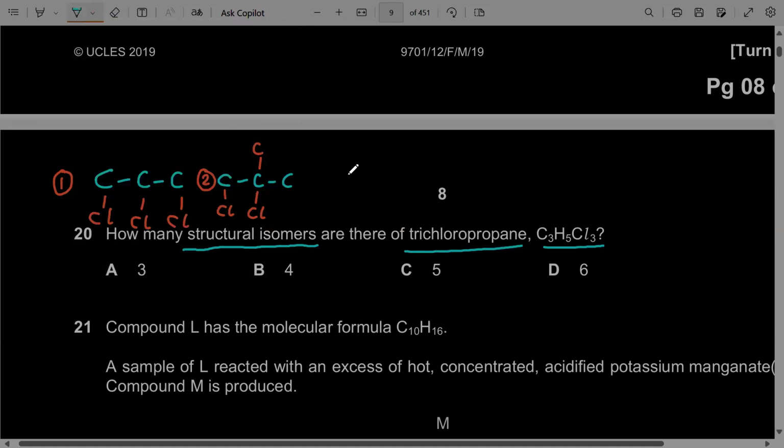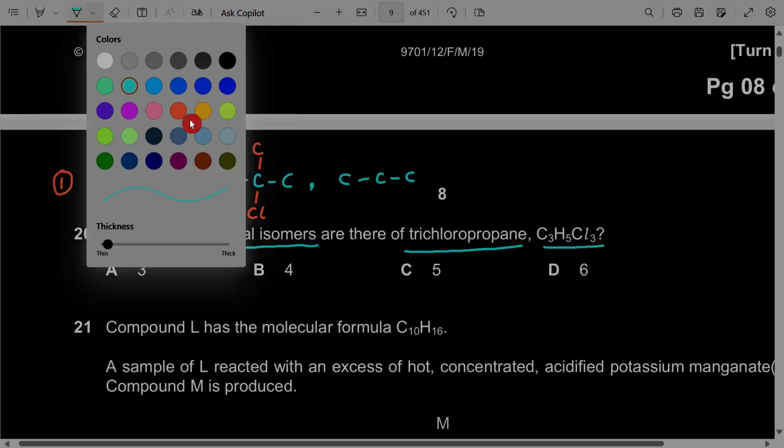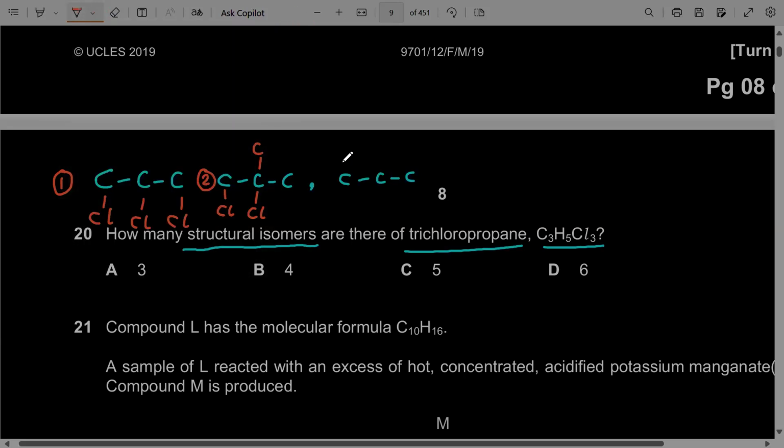Now another isomer, again 3 carbon atoms. On these 3 carbon atoms, I will show all the 3 chlorine atoms on the left carbon. So the left carbon has all the 3 chlorine atoms. This is my third isomer.